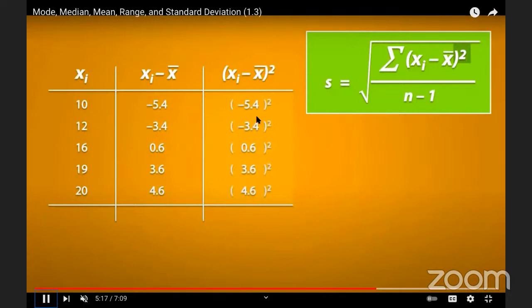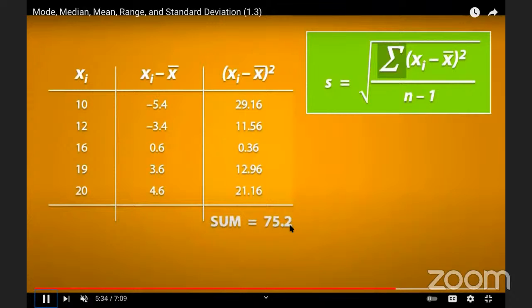Square, this 2. Now you multiply them twice, minus minus becomes plus, right? So as you keep doing that, this is the total value you get. When you do the complete thing, what is the final value that you get? Sigma you have to do, with which you get the sum of 75.2 as the final output.